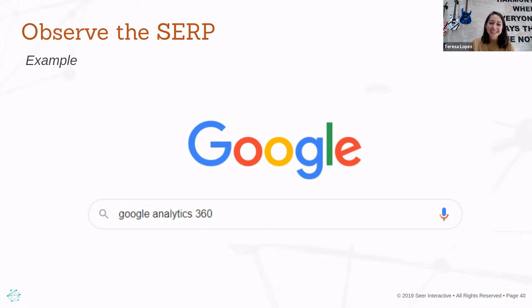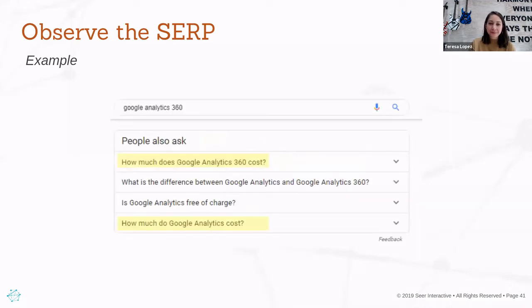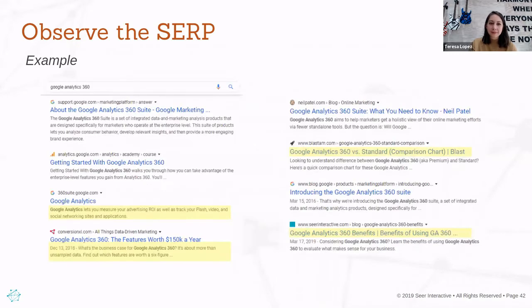But anyway, this is a real example, especially for those in digital marketing. So let's say you're looking to beef up your analytics software and you search for Google Analytics 360. One of the main things that is popping up are People Also Ask. So how much does GA360 cost is one of the biggest concerns that people are addressing whenever they're searching for GA360. So you can go to the next one here.